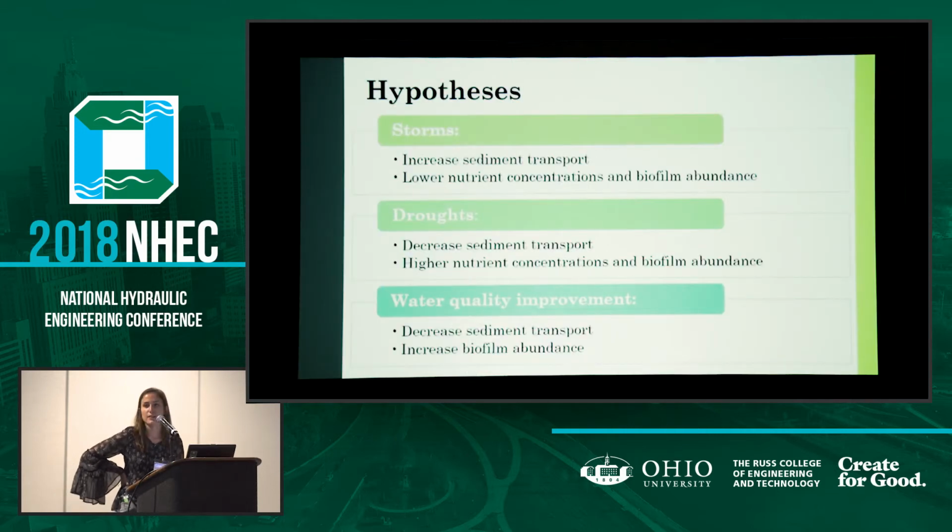And so I'm testing several hypotheses. I'm going to ignore the droughts, like I mentioned, because it's not relevant anymore. But during storms, I'm expecting to see increased sediment transport in terms of total suspended solids. And I'm expecting to see the nutrient concentrations to be lower. And I had to think about why I thought that so many months ago. But I was expecting it to be exported and to be moving out of the system with the sediment. And I'm also expecting the biofilm abundance to be lower as they're scoured from the substrate, and the turbidity will prevent the colonies from growing.